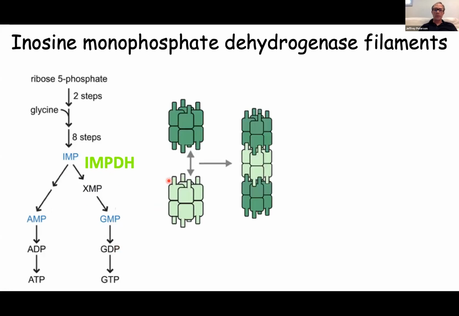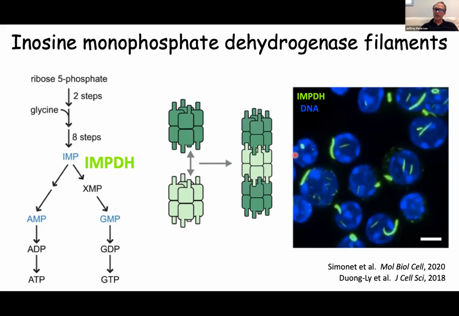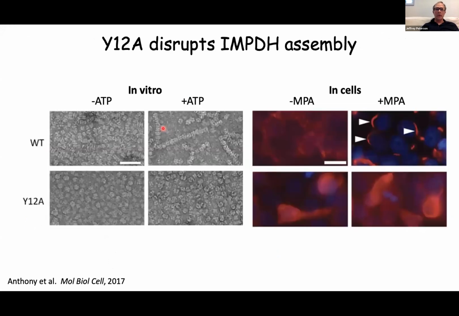The enzyme forms octamers, which form nonpolar linear polymers in this way, in vitro, and which form larger assemblies in cells, analogous to what we've seen for CTP synthase. So a few years ago, we identified mutations that disrupt the ability of IMPDH to polymerize, and that led to our focus on tyrosine 12. And an alanine substitution mutation of that single amino acid disrupts IMPDH's ability to polymerize, both as a purified protein in vitro, as well as when expressed transiently in cultured cell contexts.